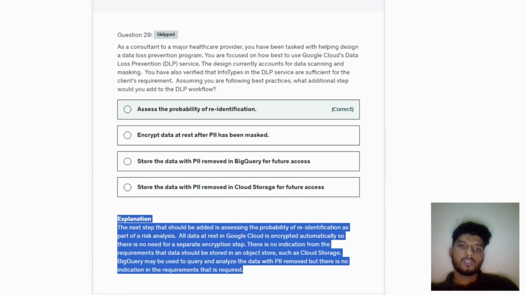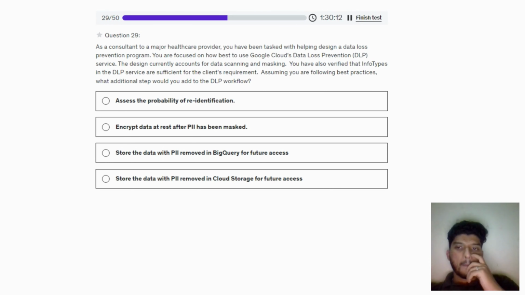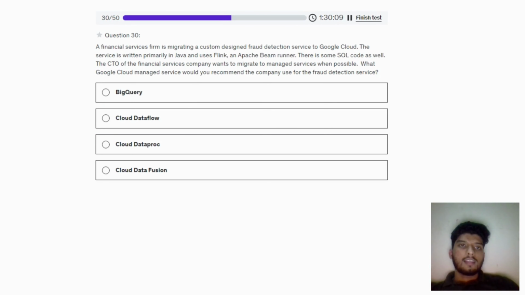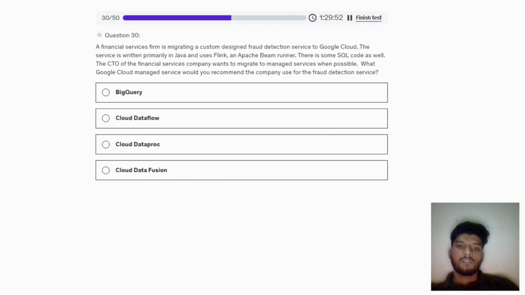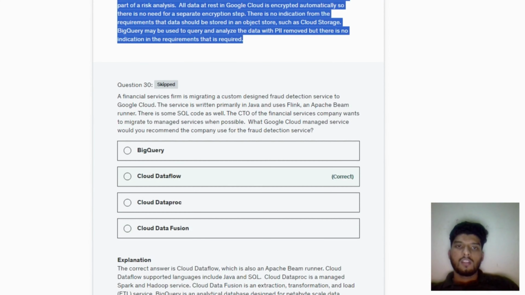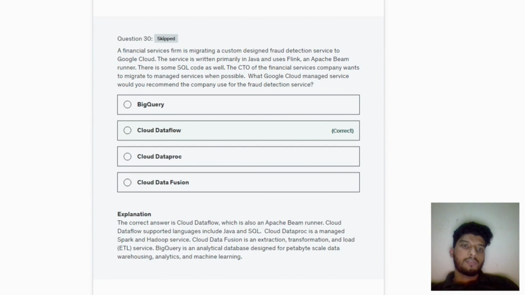So moving ahead to question number 30, the last question of this part one. So here is the question, and you have to select the right one option. Option A is BigQuery, option B is Cloud Dataflow, option C is Dataproc, and option D is Cloud Data Fusion. The right option is Cloud Dataflow, and here is the explanation.